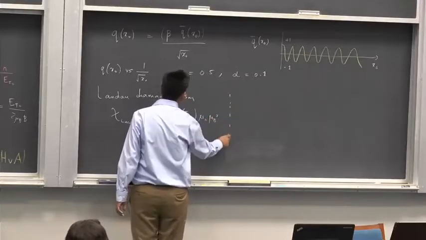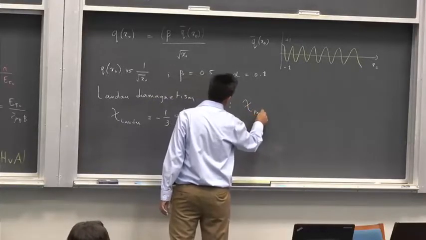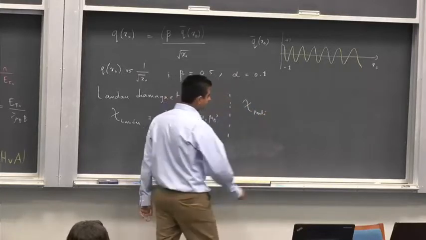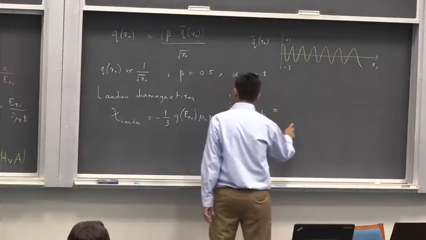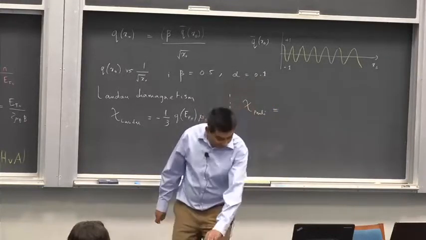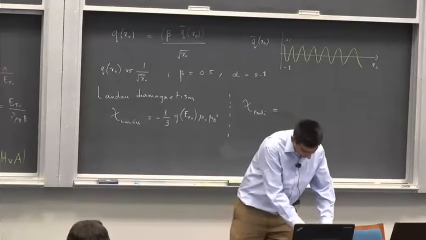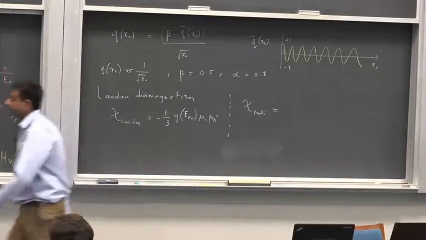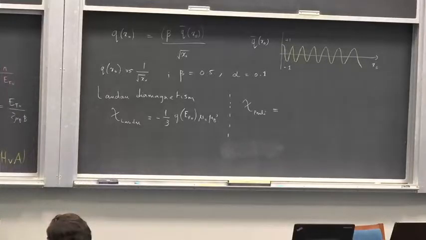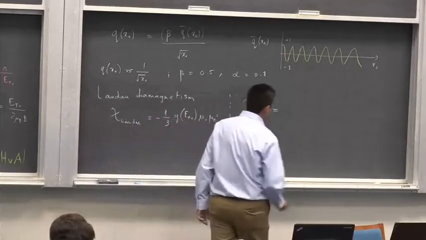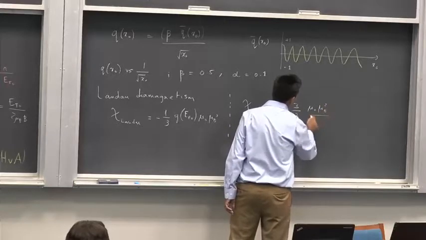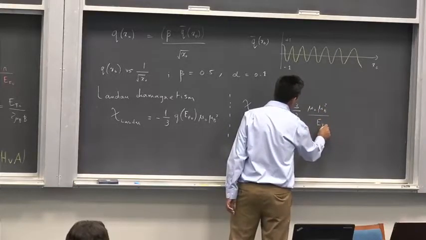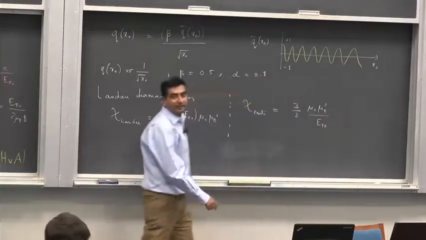And if you compare this with the Pauli paramagnetism that we derived earlier, that effect was, does anyone remember that? Three over two mu naught mu B square over E F naught, right?